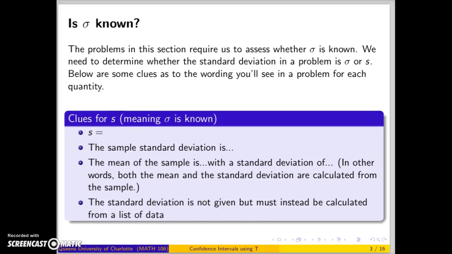So how do you know if sigma is unknown? You still are given a standard deviation, but the standard deviation is the sample standard deviation. So they might say s equals, which is the sample standard deviation, and therefore we don't know sigma. Or they may say the sample standard deviation is, and the third way may be the most common, where they say the mean of the sample is some value with a standard deviation of some other value, which is another way of saying the mean and the standard deviation both come from the sample.